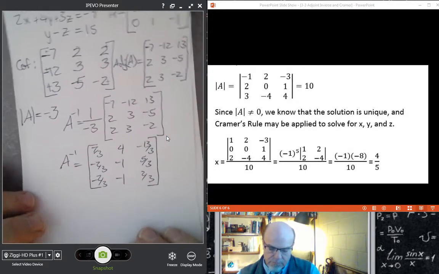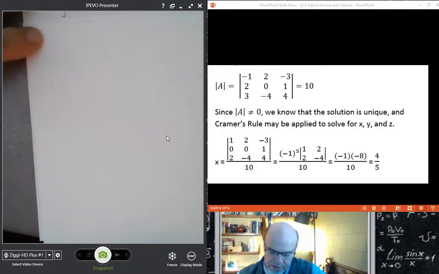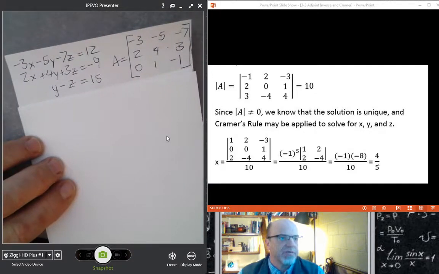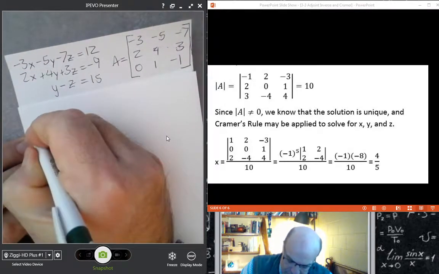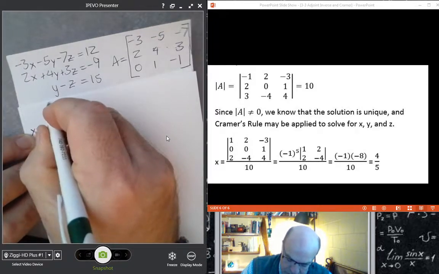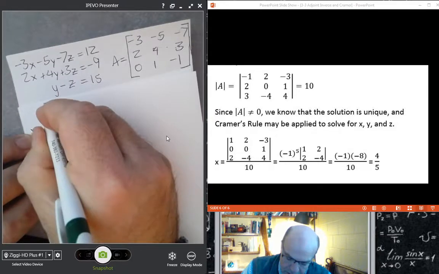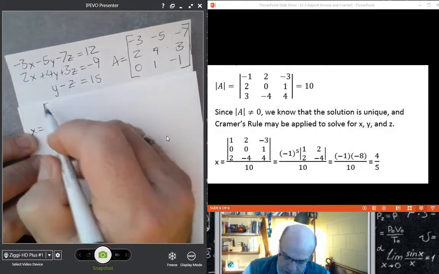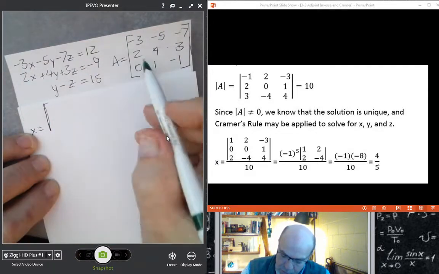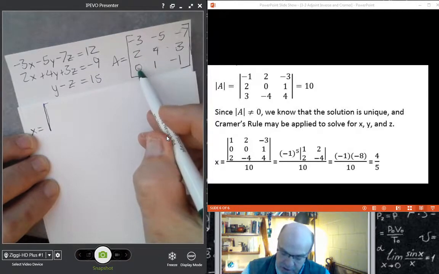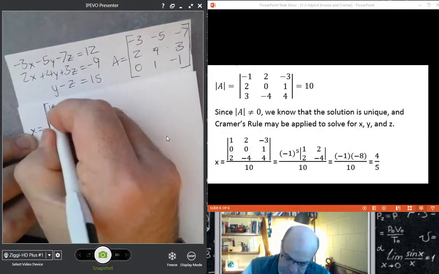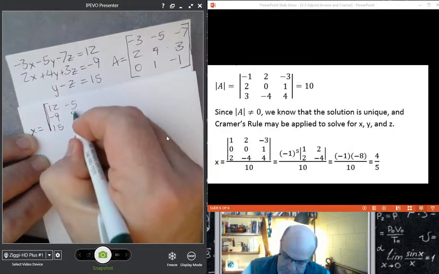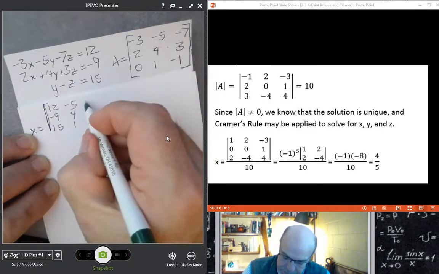Let me just jump ahead. As you can figure out, Cramer's rule does not involve using the adjoint. But if we wanted to figure out the value of x in our case here, we would need to calculate the determinant of the matrix where we switch out the first column and replace it with 12, -9, 15. And we've got -5, 4, 1 and -7, 3, -1.